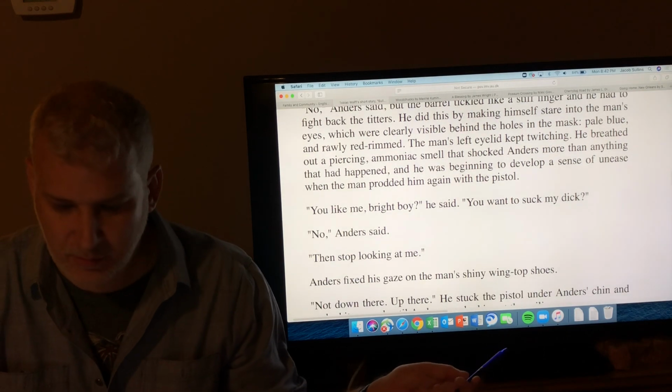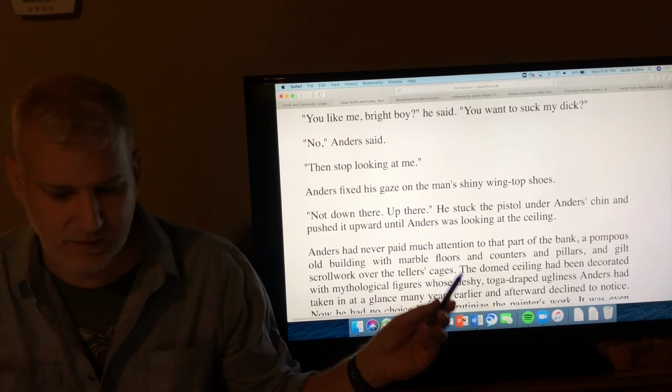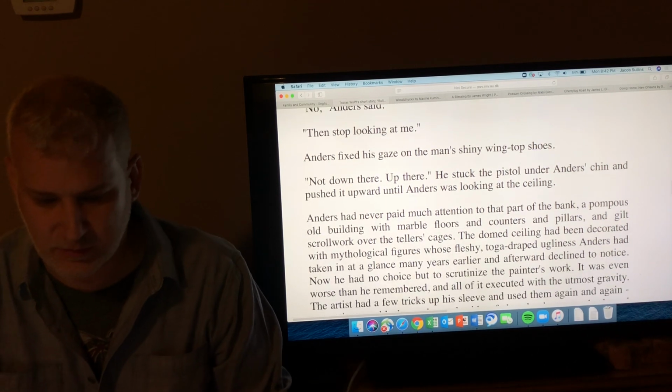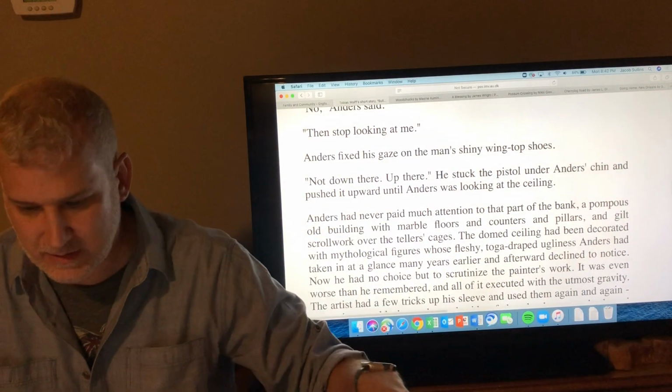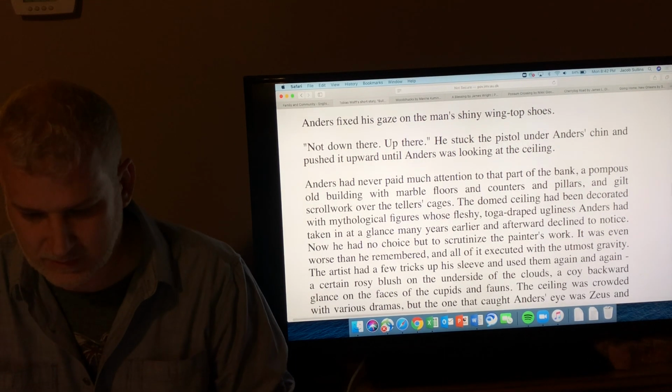"You like me, bright boy?" he said. "No," Anders said. "Then stop looking at me." Anders fixed his gaze on the man's shiny wingtip shoes. "Not up there, down here." He stuck the pistol under Anders' chin and pushed it upward till Anders was looking at the ceiling.